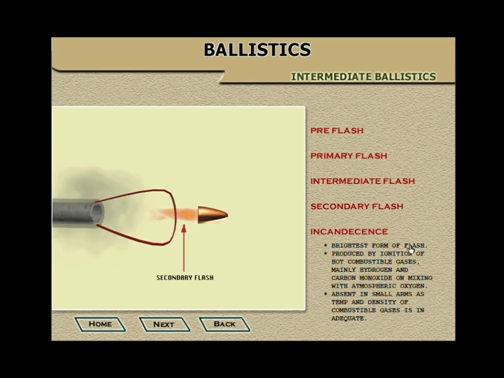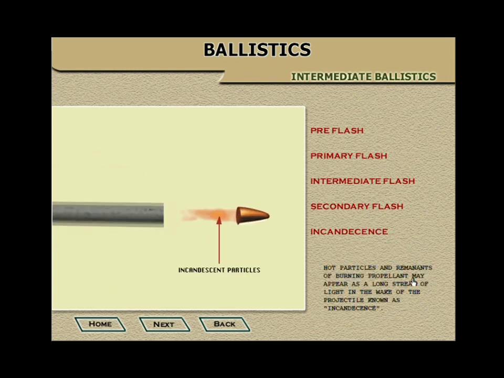Secondary flash: the ignition of hot combustible gases, mainly hydrogen and carbon monoxide, on mixing with atmospheric oxygen produces secondary flash. This is very bright in large caliber weapons but does not take place in small caliber weapons. Finally, hot particles and remnants of burning propellant may appear as a long streak of light in the wake of the projectile. This is called incandescence.